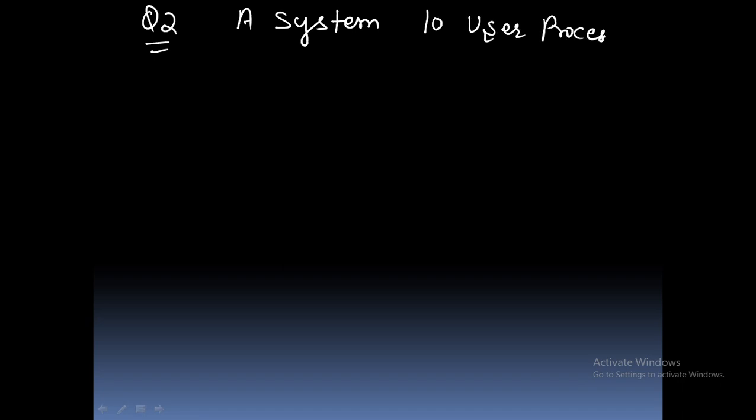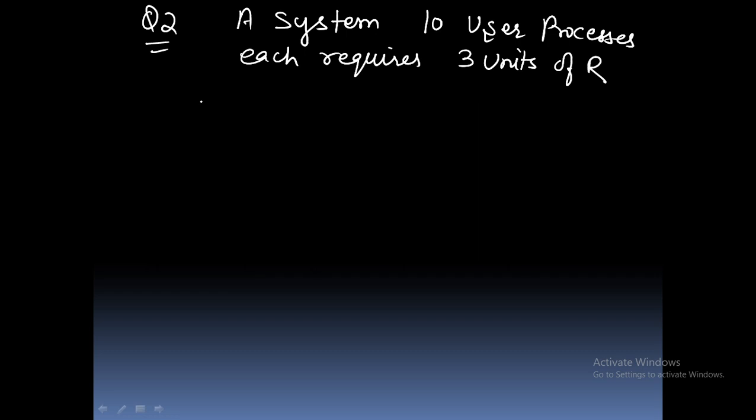Second question: a system is having 10 user processes, each requiring 3 units of resource. Find the minimum number of units of resource such that no deadlock will occur. So you can find it.